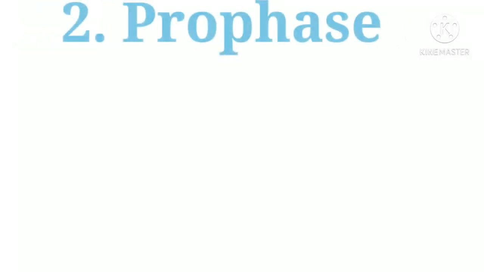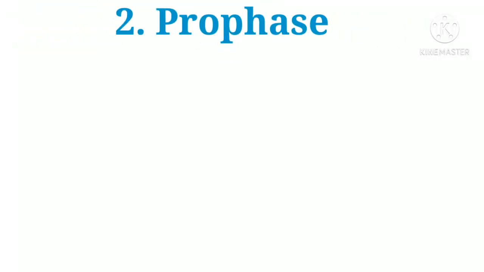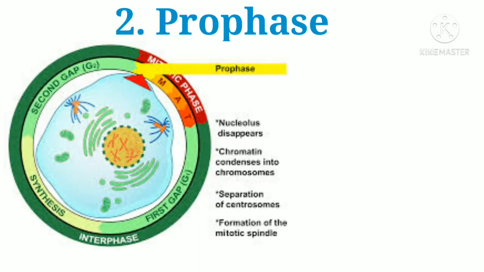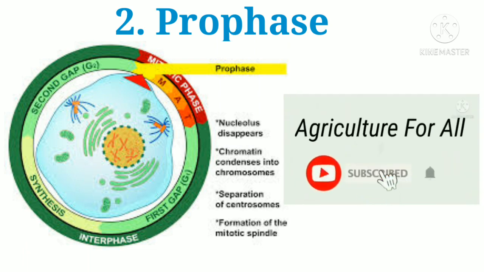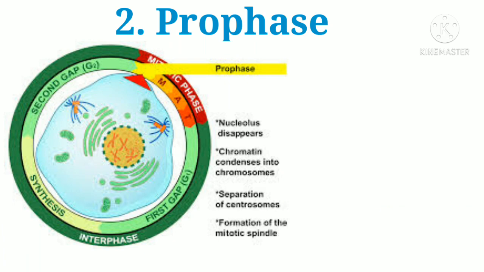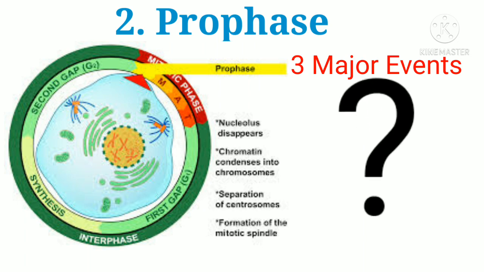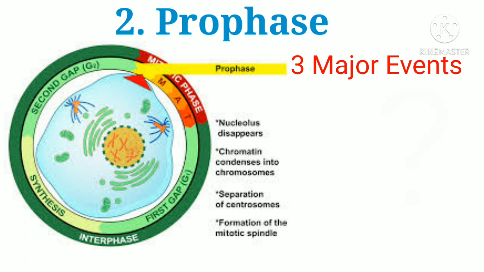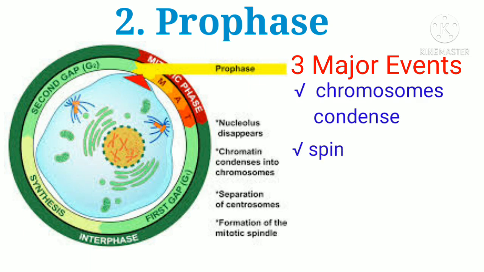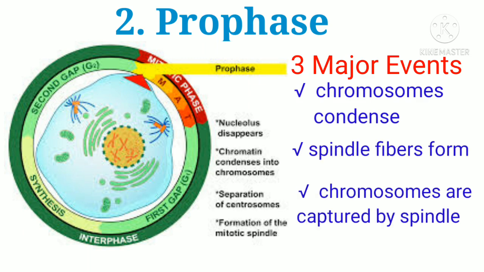The second stage of mitosis is prophase. In prophase, the chromosomes condense into a tightly wound state and the nucleus breaks down. The chromosomes appear as a disorganized mass that can be seen under the light microscope. 3 major events happen during prophase. What are they? Yes, chromosomes are condensed, spindle fibers are formed, and chromosomes are captured by spindle fibers.